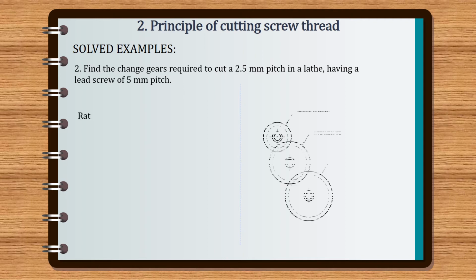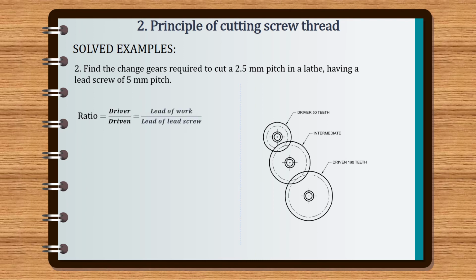Second example is, find the change gears required to cut a 2.5 mm pitch in a lathe, having a lead screw of 5 mm pitch. Ratio is equal to driver by driven is equal to lead of work by lead of lead screw, which is equal to 2.5 by 5, which is equal to 2.5 into 20 by 5 into 20, which is equal to 50 by 100. So the driver is equal to 50 teeth and driven is equal to 100 teeth.